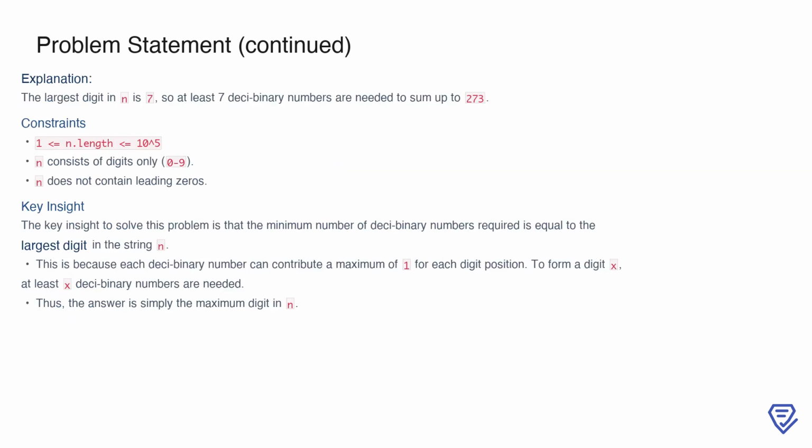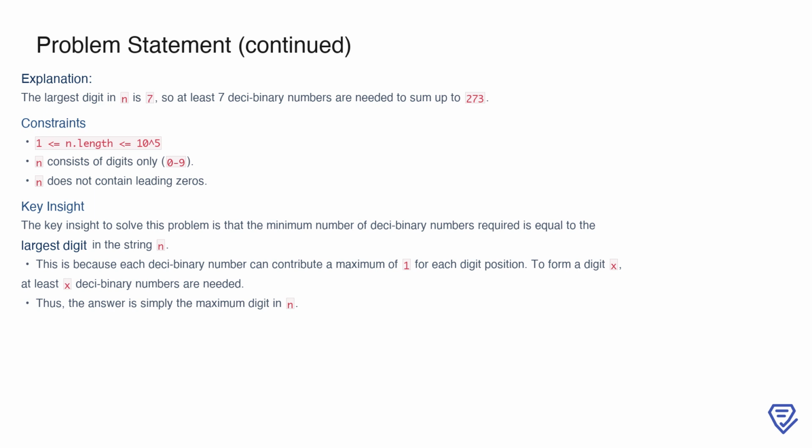When n equals 273, the output is 7, which is the largest digit in the string. This tells us that at least 7 Deci-Binary numbers are necessary to sum up to 273. The constraints for this problem specify that the length of n can be as large as 10^5, and n will only contain numeric digits without leading zeros.